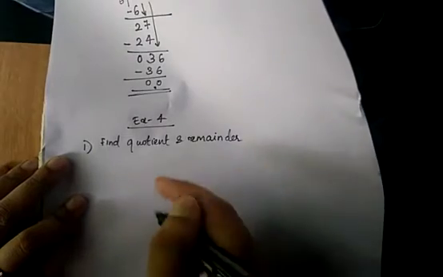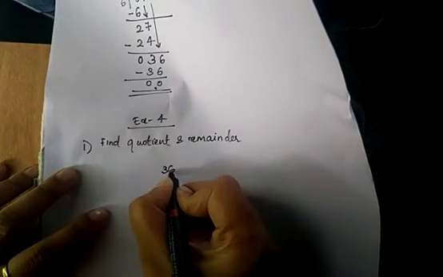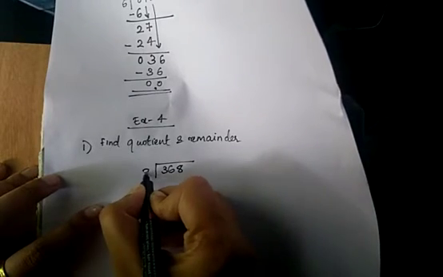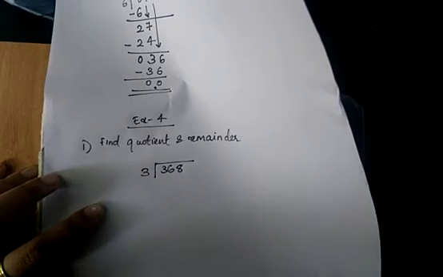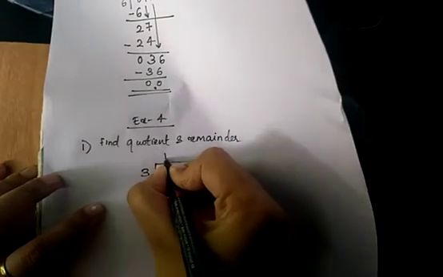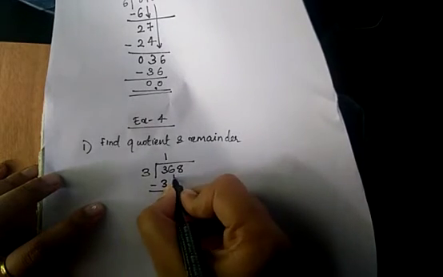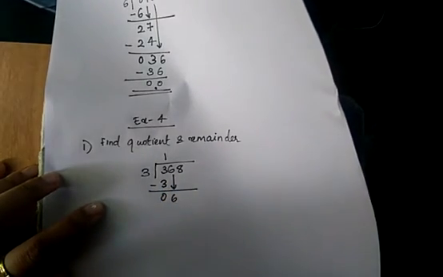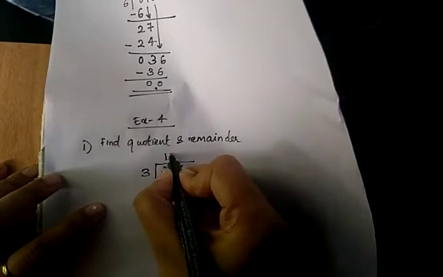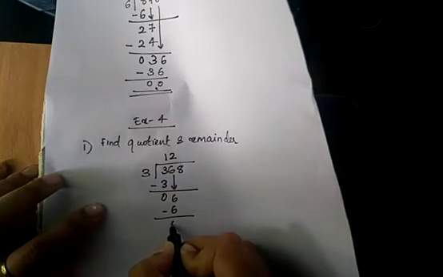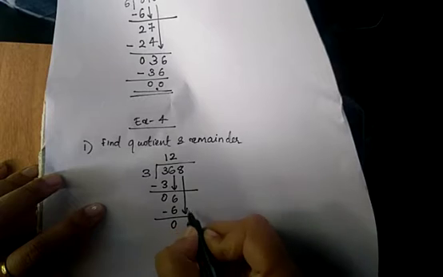So we have the question 368 divided by 3. Okay? So how many 3s are there in 3? 3 1s are 3. So 1 3 is there. 1 into 3 is 3. And 3 minus 3 is 0. Now we will write the next number down, 6. How many 3s are there in 6? 3 1s are 3 and 3 2s are 6. So 2 3s are there. 2 into 3 is 6. You will subtract this again, 0. You will write the 8 down.